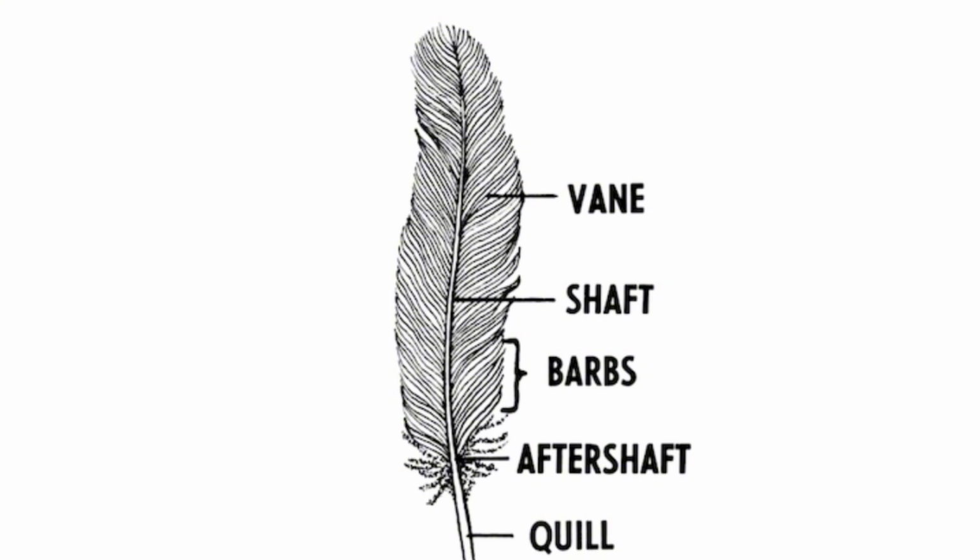So if you are drawing the specimen, this is what your drawing should look like. You should label the quill, the after shaft, the barbs, the shaft, and the veins. Draw what you can see on your table. Write your title, very important. Put your labeling and your magnification. Don't ever forget magnification in practicals. It is very important. So you must include the magnification, your title, and your label.